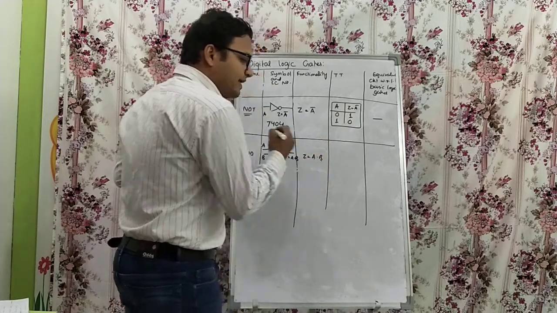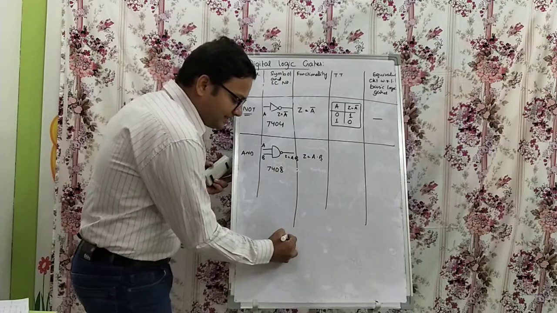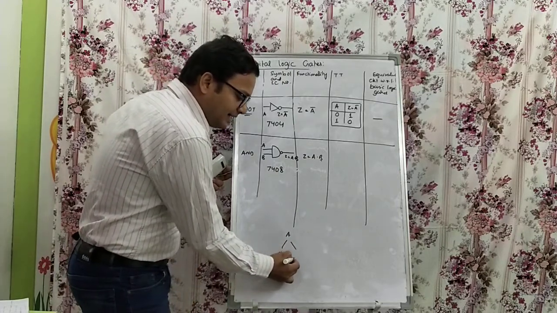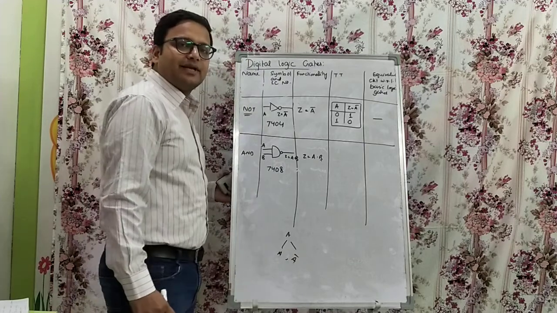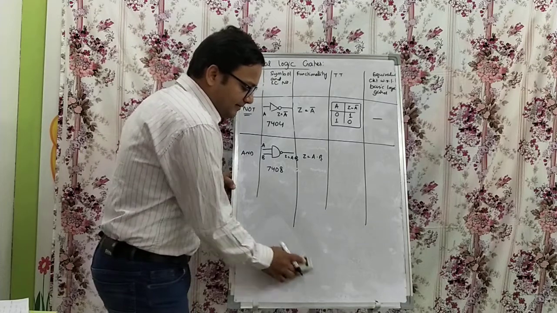So it's two variables. What is the difference between variable and literal? A is a variable, and A and A bar are the literals of the variable. The different forms we can get are called literals.